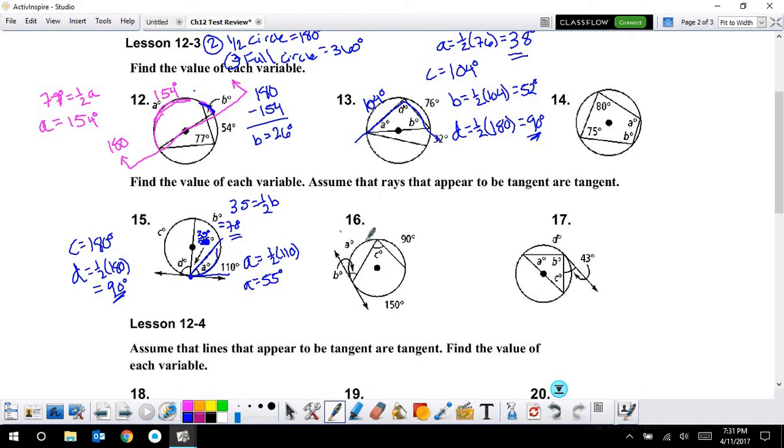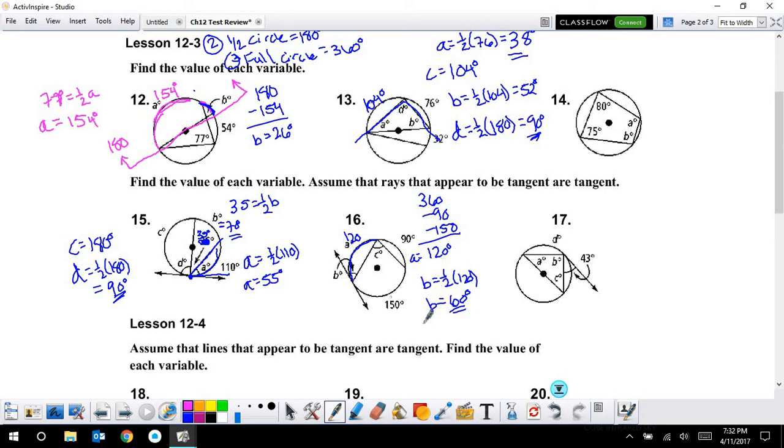For 16, so if we look at A, well, A is an arc in that circle. So to find that arc measure, we know the total is 360. We've already spent 90 and 150. So we have 120 degrees left. Now, if the arc is 120 degrees, that means the angle that opens up towards it, B, is going to be half of that 120. So B ends up just being 60 degrees here.